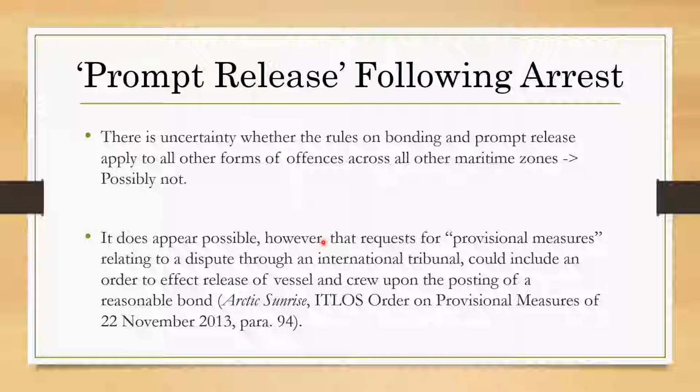And one of those interim measures could, of course, be arranging for the release of a vessel and crew upon the posting of a reasonable bond, and that's what happened in the Arctic Sunrise case. They said that a sensible provisional measure would be the releasing of the vessel and crew for a bond. So it is clear that this use of bonds can apply outside of arrests for just pollution and fishing offences.